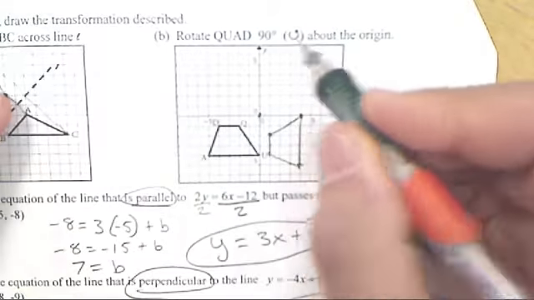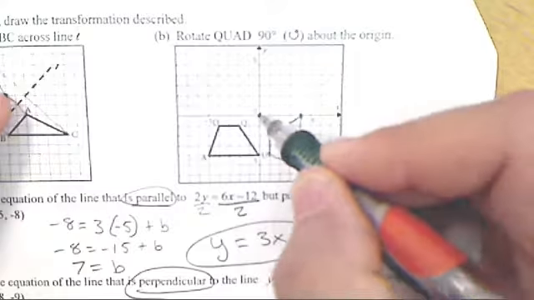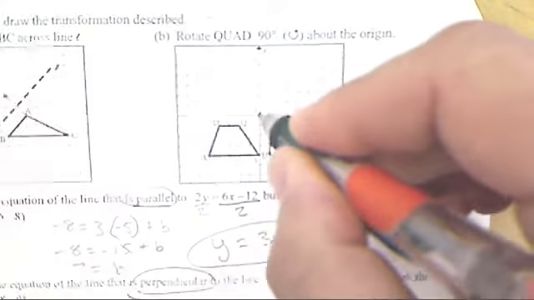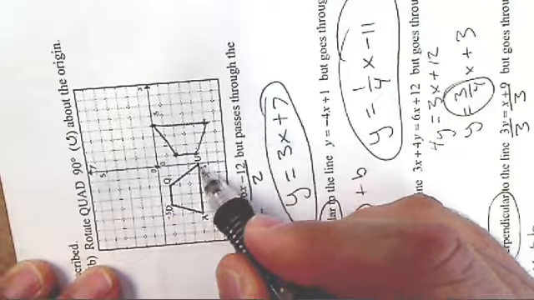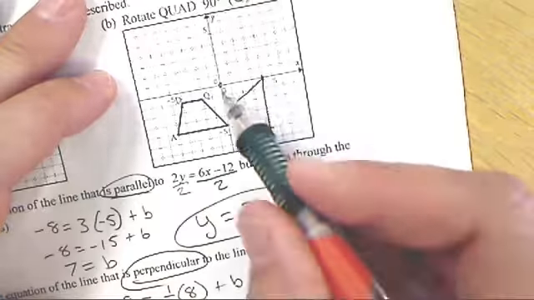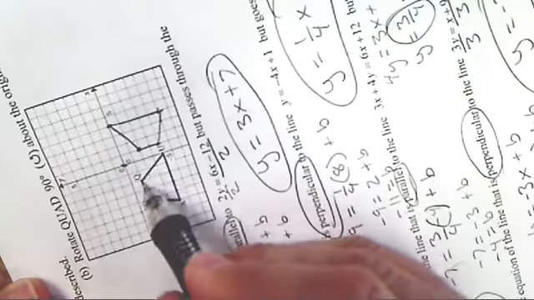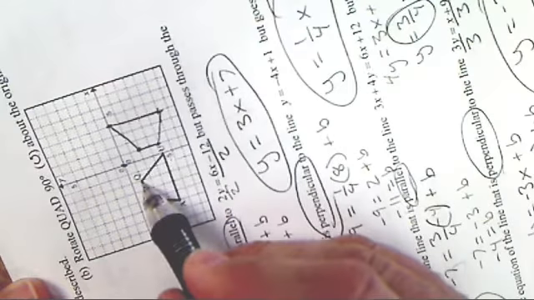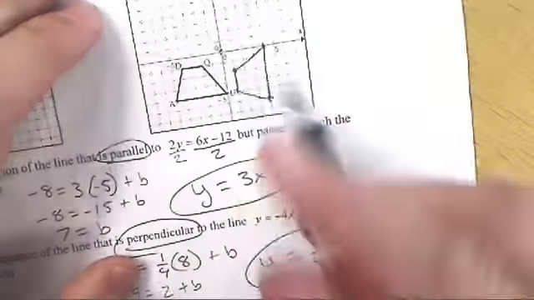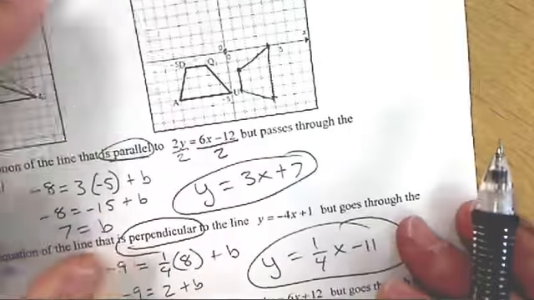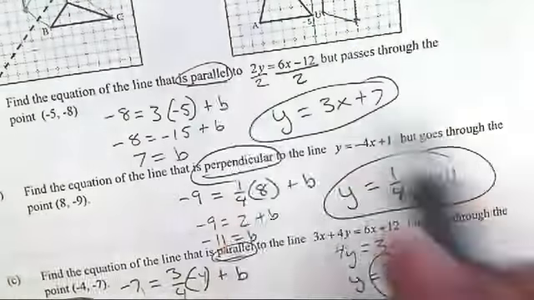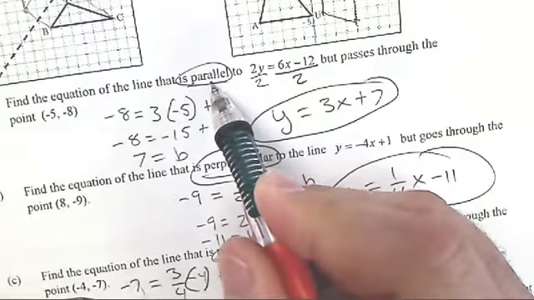Rotate 90 degrees counterclockwise. So I just put my pin there and rotate 90 degrees and say, oh, it should be at 4, 0. Put a dot at 4, 0. Rotate again, and I go, oh, it should be at 1, -2. Just do that for each dot. Connect them.